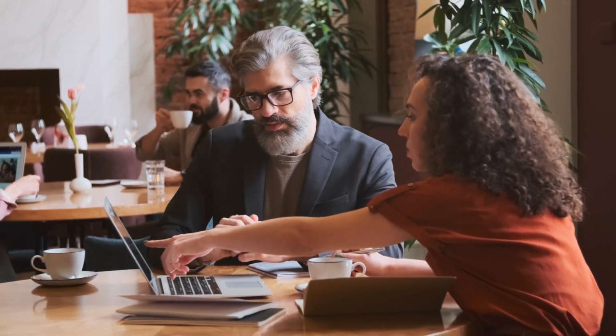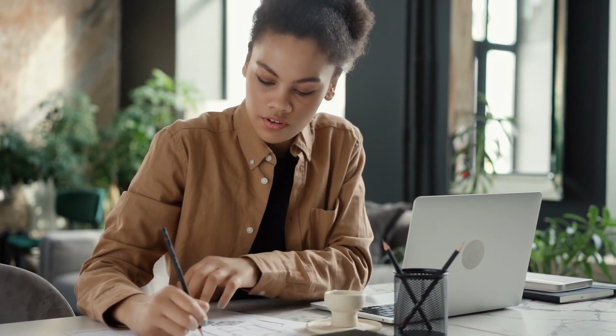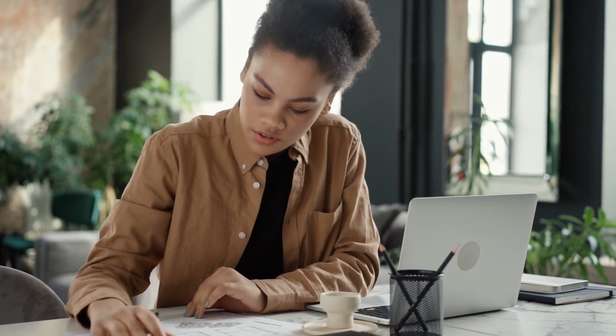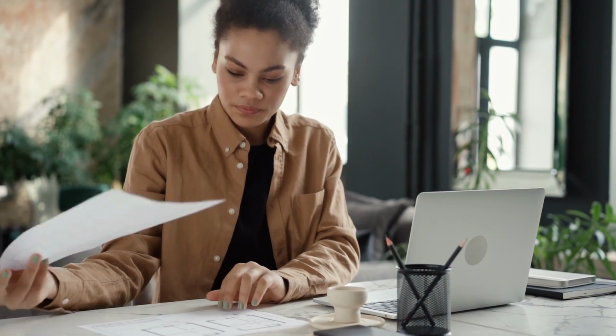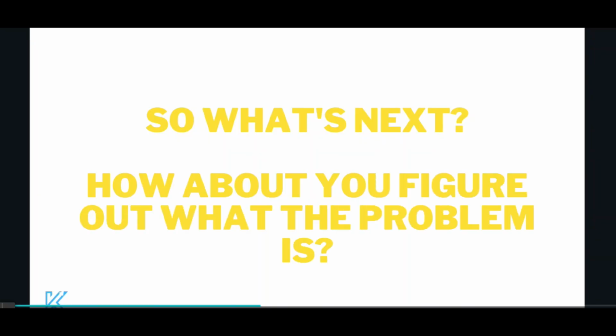Next, continuing on our sandwich example. So you read all the documents that exist on sandwiches and you think you have a pretty good idea what a sandwich is. But how do you document the requirements? Let's say for a new sandwich. What's the problem we're solving? Why do we need a new sandwich? So what's next? How about you figure out what the problem is?